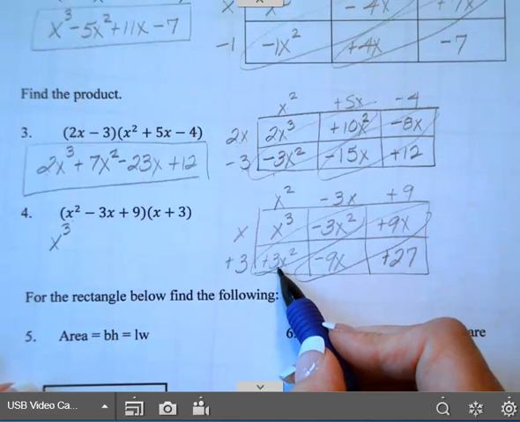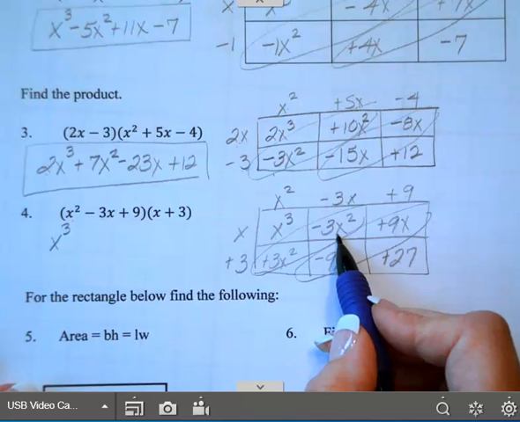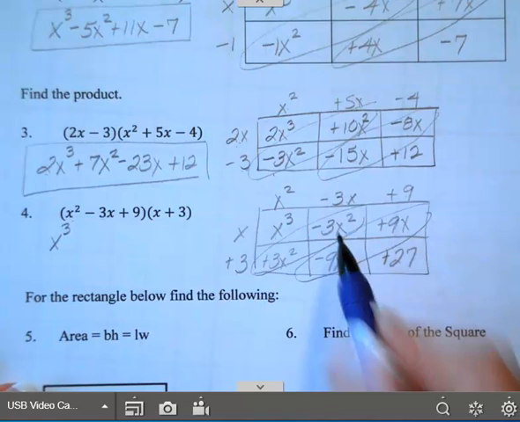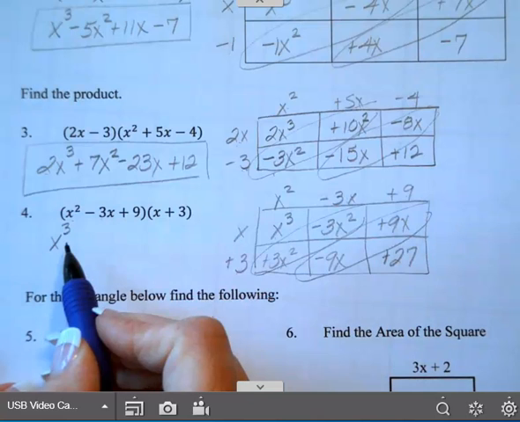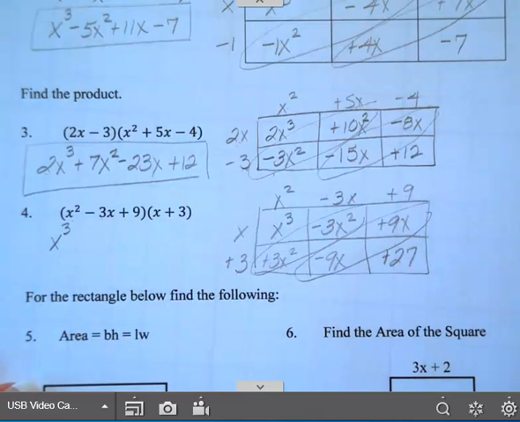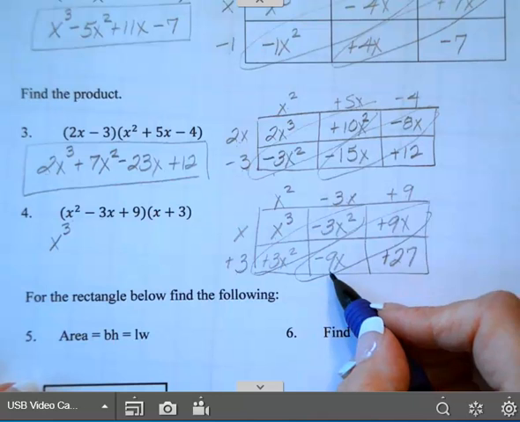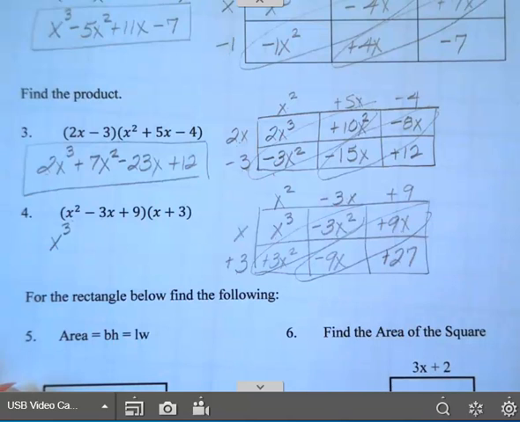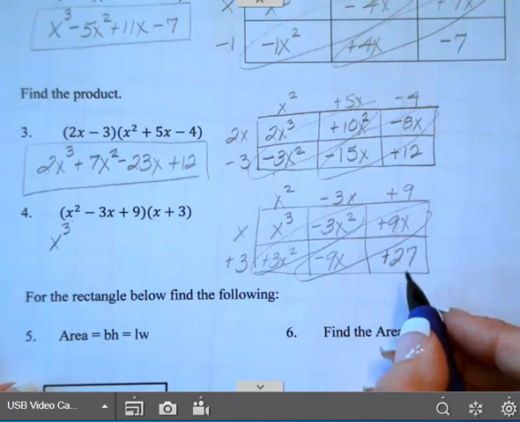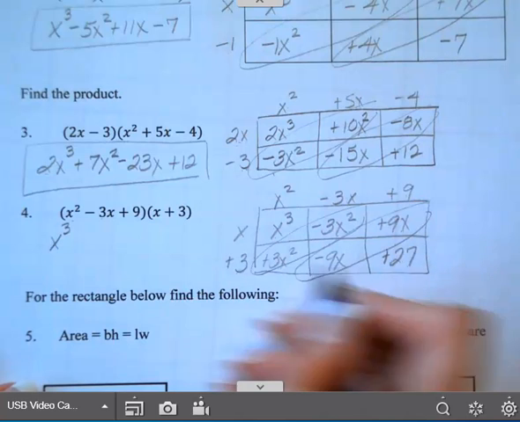I have a positive 3x squared and a negative 3x squared. Those are opposites, so they add to 0, so I have no x squareds. You can either write plus 0x squared, or I just leave it out. Negative 9x and plus 9x also cancel out. So I could write 0x, but I'm just going to leave it off because 0 times x is 0. Adding 0 doesn't change anything. And then plus 27.